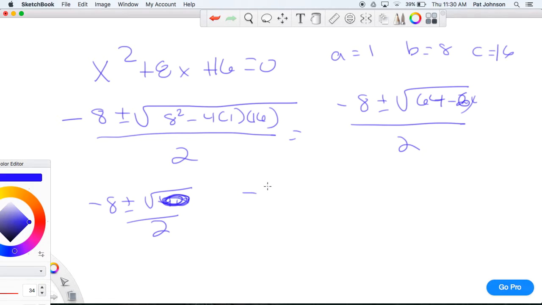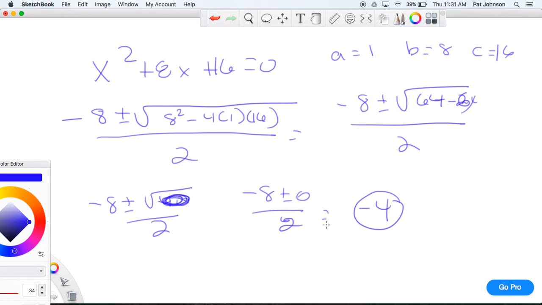And then you have negative 8 plus or minus 0, over 2, which gives you negative 4. Both ways you get negative 4, so we just write it once. We only have one solution, therefore it only touches at negative 4. There's only one root to this solution.